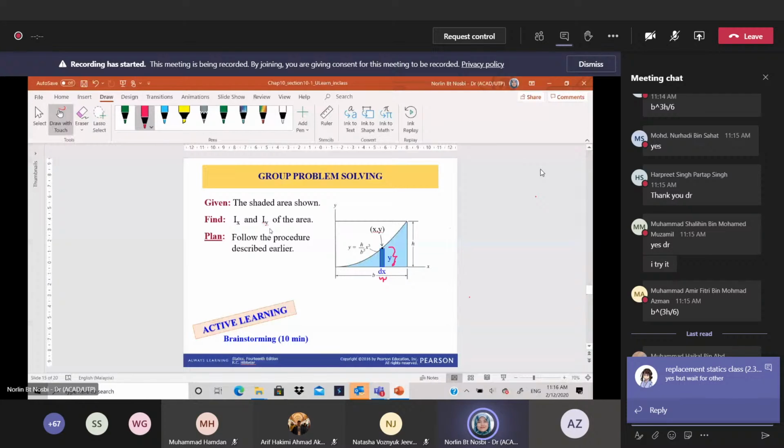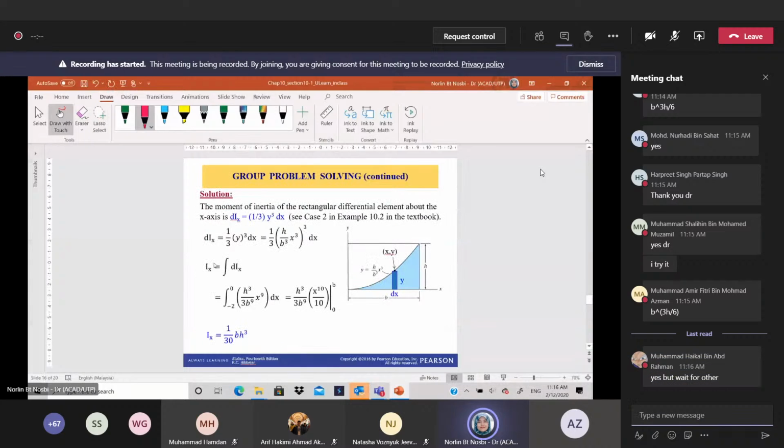The shape is already given. It is not vertical. So the equation for Ix is equal to 1 over 3 y to the power of 3. So you just replace it back. This one is for the x element, so you just have to rearrange this equation. Okay, now you just replace it. y is equal to h over b to the power 3 times x to the power 3. So you just fill in the formula.